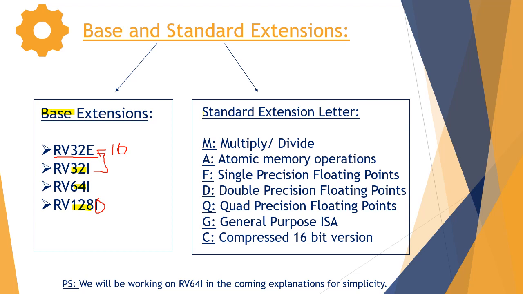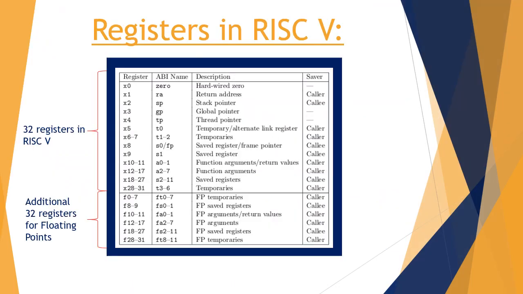Now let's talk about the standard extension letter. Usually, it starts with the base, and we add a standard extension letter. M is for multiply and divide, A is for atomic memory operations, F, D, and Q are for single, double, and quad precision floating points, G is for general purpose ISA, and C is for a compressed 16-bit version.